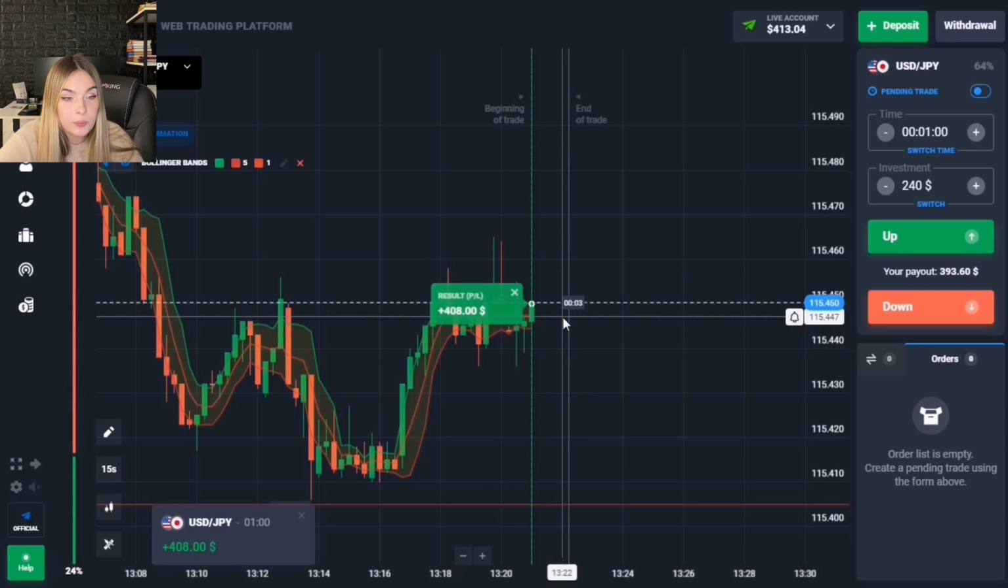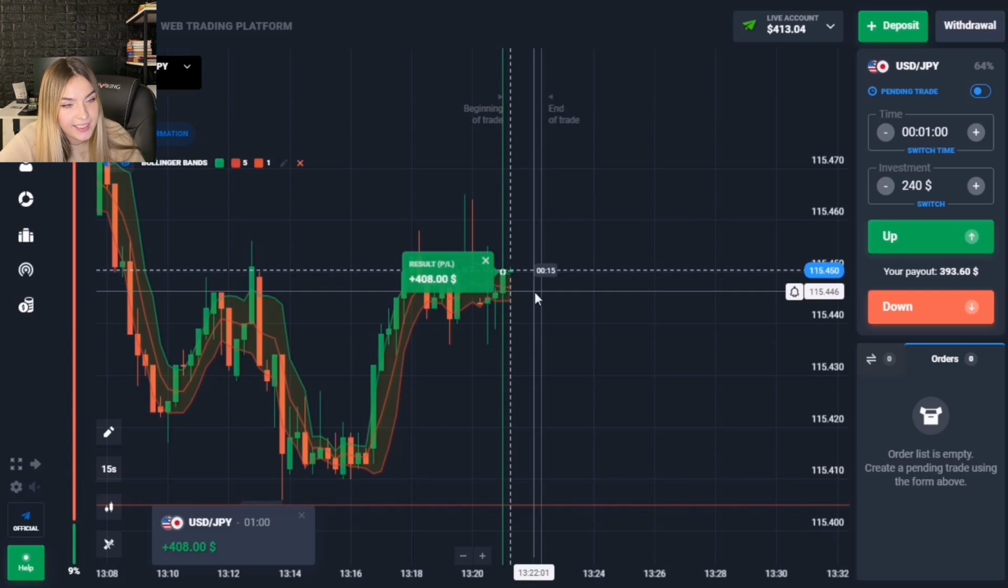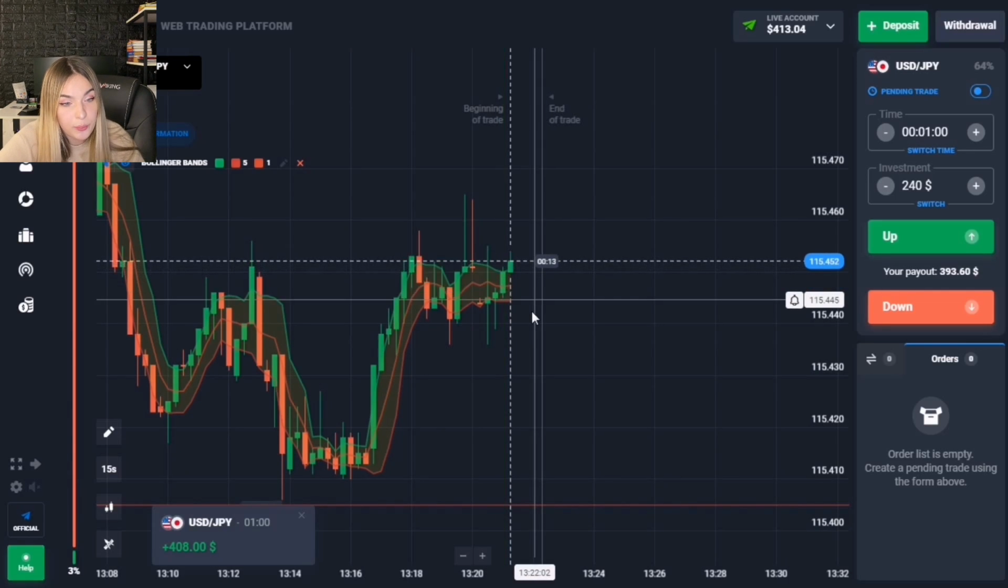Well, quite well, the price really pulled back down and we get a profit. Everything is going great. Let's continue to find the next entry point in the market.